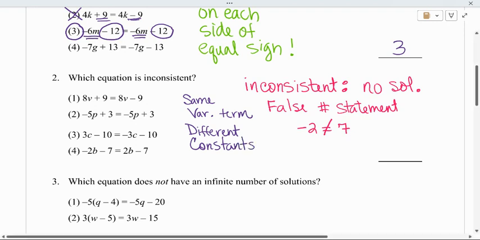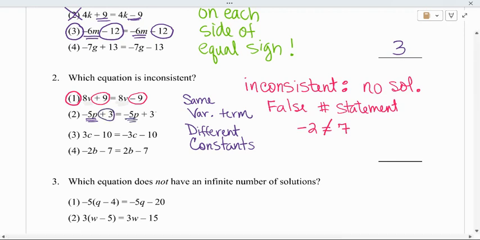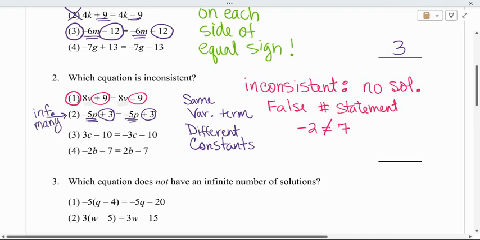Okay, so let's see. Same variable term. Same variable term. Are the constants the same or are they different? Different. So this one is inconsistent. Let's look at this next one. Same variable term, same variable term, same constant, same constant. What's this one going to be? This one's going to be an infinitely many, right?